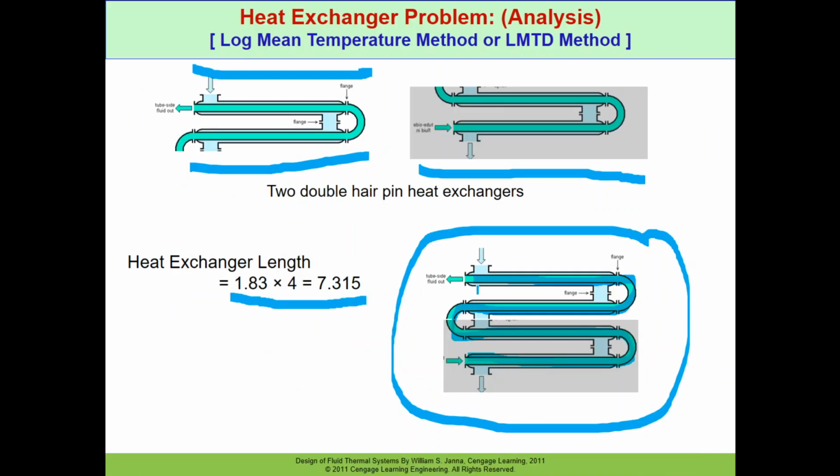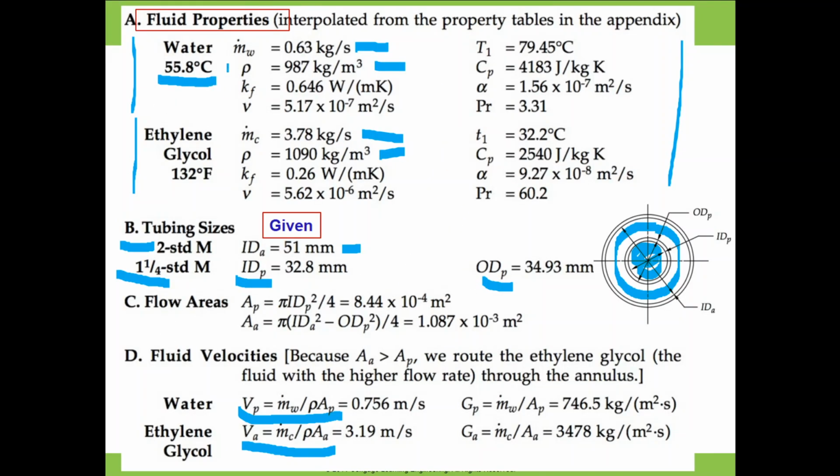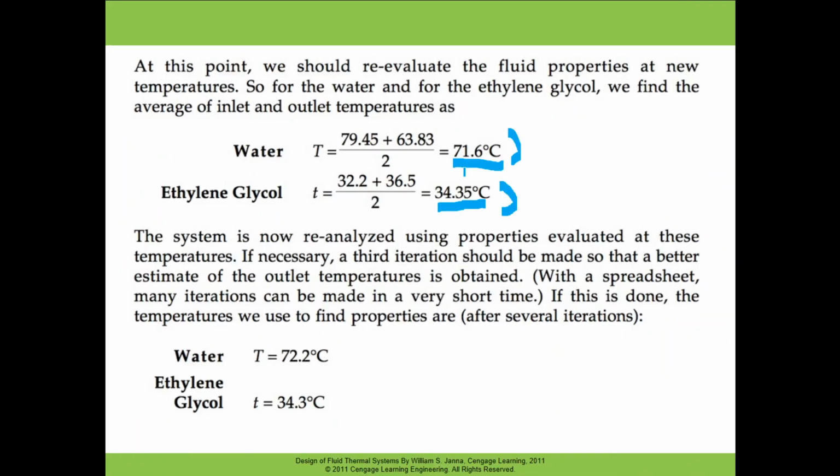Then we go back to our first step where we started. We took the properties, right? Here we are taking the water properties at 55.8 and ethylene glycol properties again at the same 55.8 degrees Celsius. But now for the second trial, we need to take the properties for water at 71.6 degrees Celsius and for ethylene glycol at 34.35 degrees Celsius, and then we have to find out again what our final temperatures are, right?